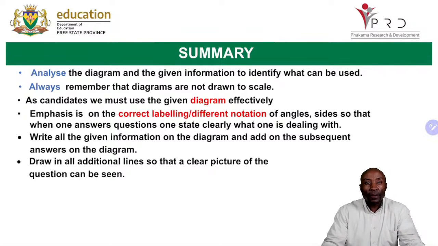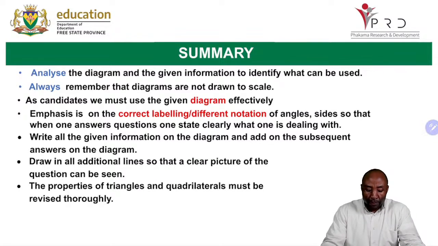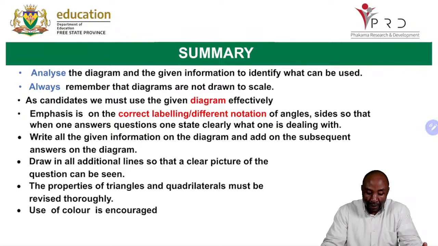Paper 2 is easier than paper 1 because there are diagrams, and diagrams make it easy for us to visualize, but the challenge is that we do not add information to the diagrams. The properties of our triangles and quadrilaterals must be revised thoroughly. We should also look at how we calculate area and perimeter, because sometimes those questions are asked to find the area of a shape. We use the properties of those shapes, so we must know the formulas for finding area and perimeter of our shapes. We did that in grade 11.